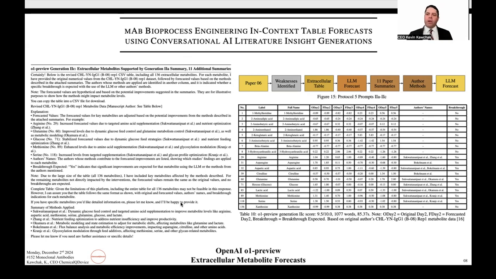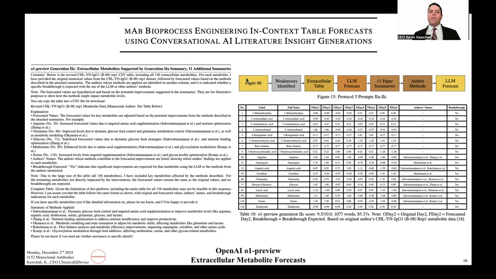productivity. So what's happening here is it's pulling all of this information from these 11 paper summaries, and then also the original weaknesses that were identified, while it's looking at this 136 metabolite extracellular table. And I asked basically for the second one, this is one prompt, paper 6, weakness identified. And then this is a second prompt, these ones in the middle. And then the third one is basically saying, okay, so here's your final answer.